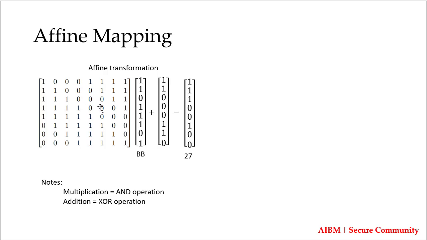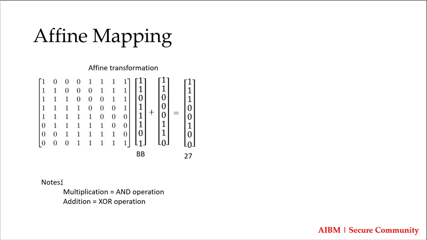This is the binary matrix 8 by 8 in Galois field 2. And BB is the result of the previous operation, the Galois field inversion. And this is the column matrix in Galois field 2. The result is 27 in hexadecimal, which is the value of the S-box for 3D in the AES table.